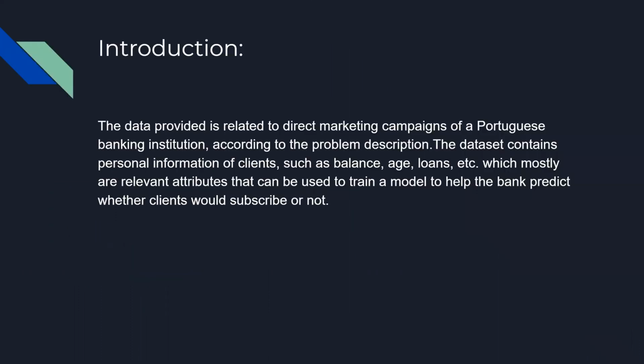Next slide. Perfect. So the data provided is related to the direct marketing campaigns of a Portuguese banking institution, provided to us from the files that you sent for the assignment. It's called the bank CSV. The data set contains personal information such as balance, age, loans, etc., which are the relevant attributes we can use to train the model and help the bank predict whether clients would subscribe or not.